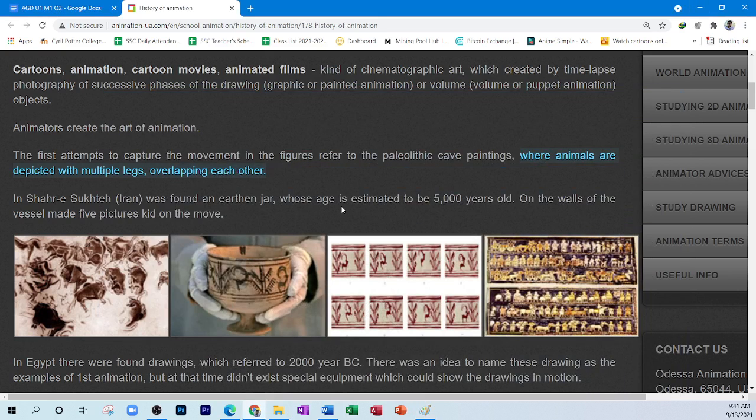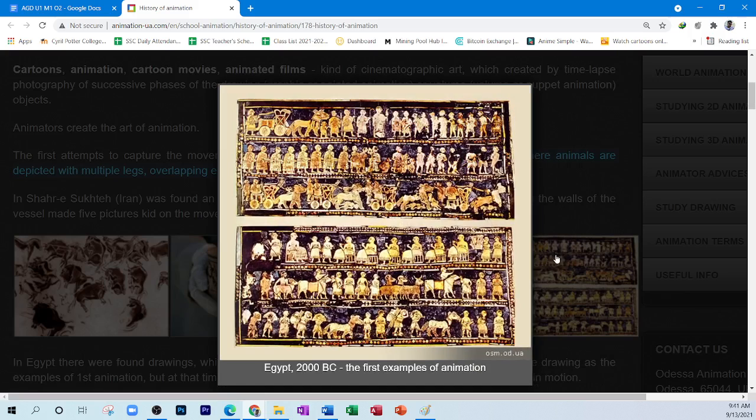With this earthen jar, 5,000 years old, on the walls of the vessel are 5 pictures of a kid on the move. I'm wondering if it's this one here. 2000 BC, first example of animation. So basically they would have drawn one image after each other. And that's how they would have animated. And it's kind of like how we do things today too.